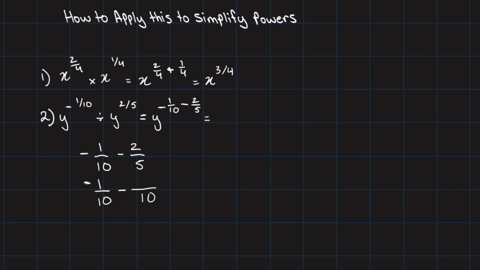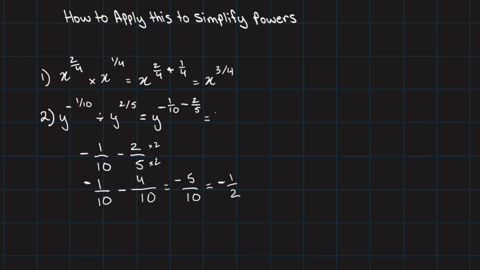So this stays exactly the same. And 5 times 2 is 10, 2 times 2 is 4. So negative 1 minus 4 is negative 5 over 10. And then we can simplify this to negative 1/2.